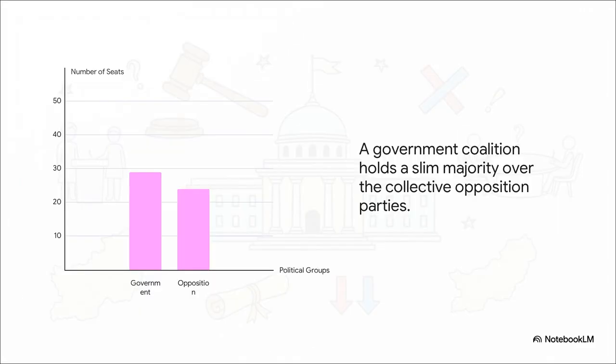And what does that all lead to? Well, right now, it leads to a very, very tight balance of power. The government has a 29-seat coalition, which is just barely a majority. But with the opposition breathing down their necks with 24 seats, you can bet that every vote, every debate is a high-stakes affair. That slim margin is where all the political drama lives.